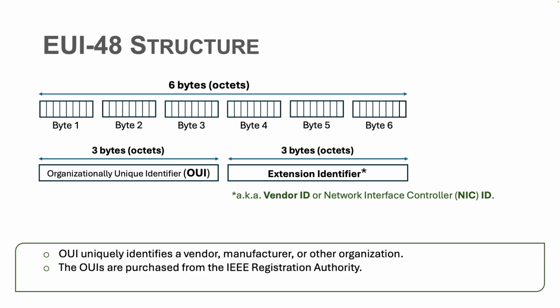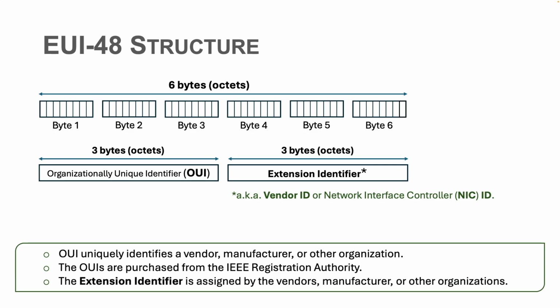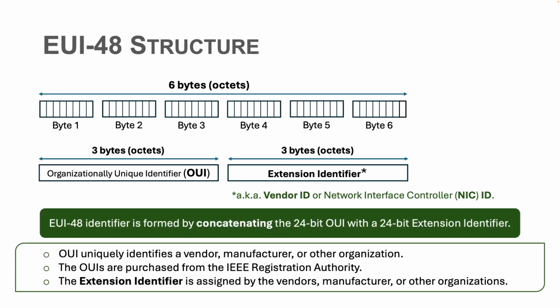Now, the second 24-bit group is called Extension Identifier, which is also known as Vendor ID or NIC ID. The 24-bit extension identifier is assigned by the assignee of the OUI, in other words, by the vendors, manufacturers, or other organizations. Now, the final EUI-48 identifier is formed by concatenating the 24-bit OUI with a 24-bit extension identifier.